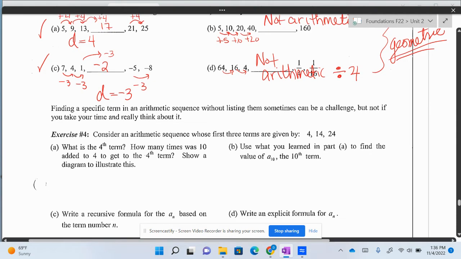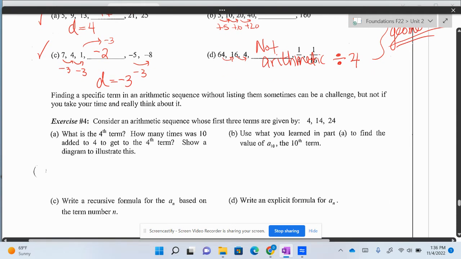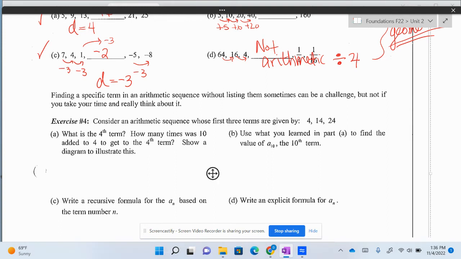Okay. So every single time we add or subtract the same amount, that makes it arithmetic. So tell me what I'm adding each time to this sequence. Plus 10. So I started with a 4, I added 10, I got a 14. I added 10 more, I got a 24, right? So this says, what is the fourth term? I'm going to show you something though. The first term is 4, and then 14, and then 24, and then 34.